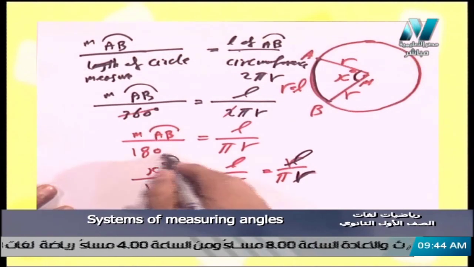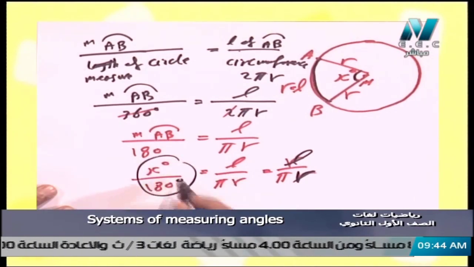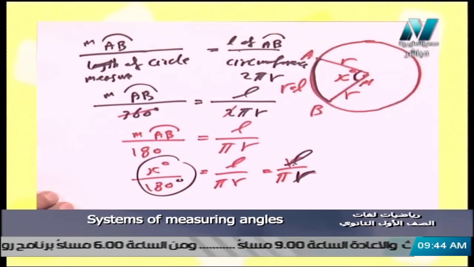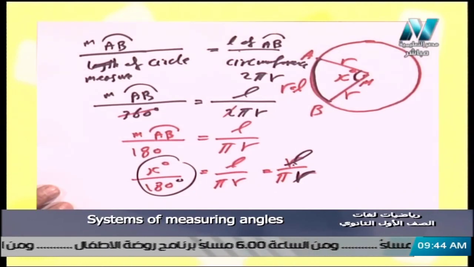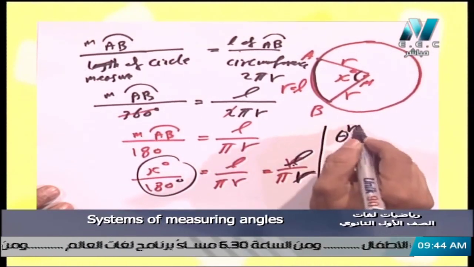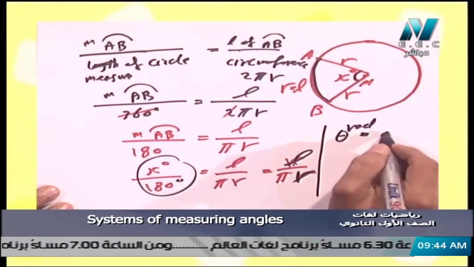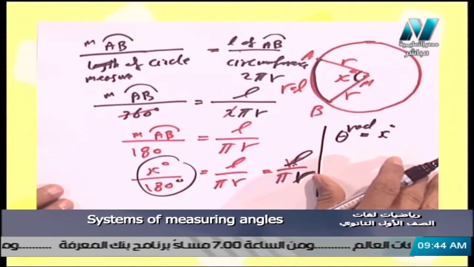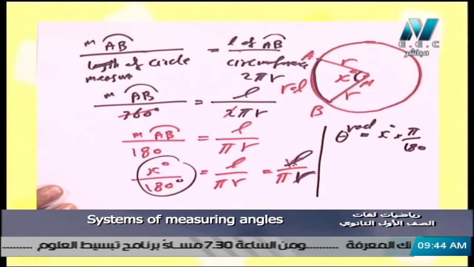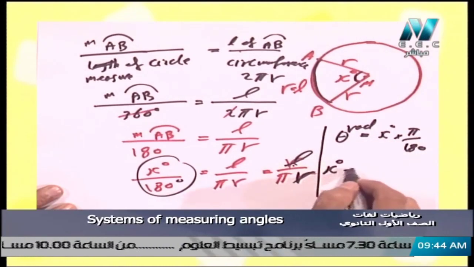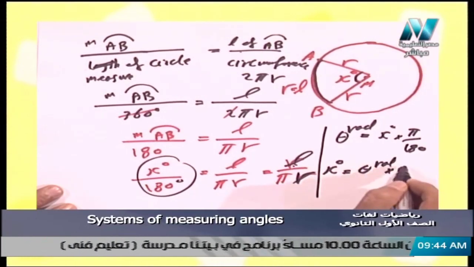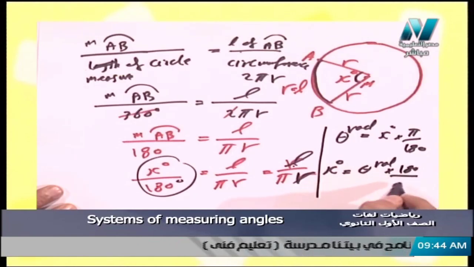Okay, so x degrees over 180 degrees equals L over pi r, and we will make cross multiplication. We will find that theta rad here equals x degrees multiplied by pi over 180, and if we want to find x degrees, it will be theta rad times 180 over pi.